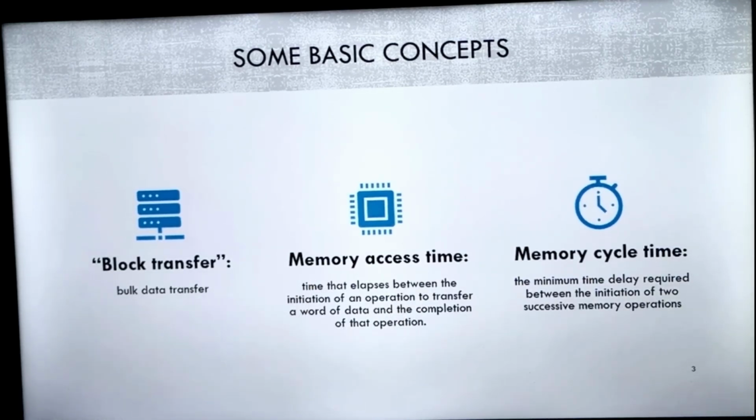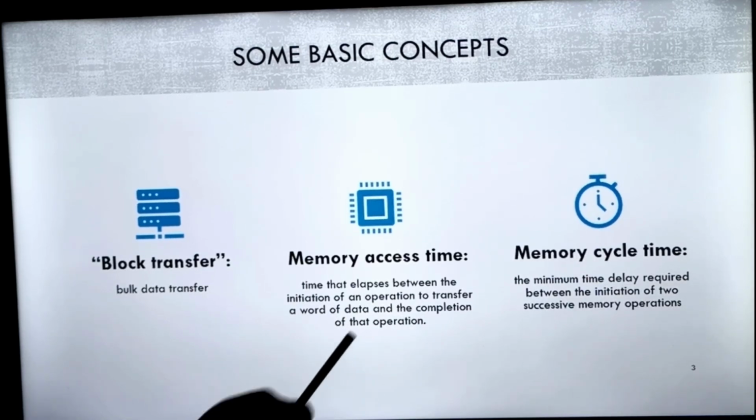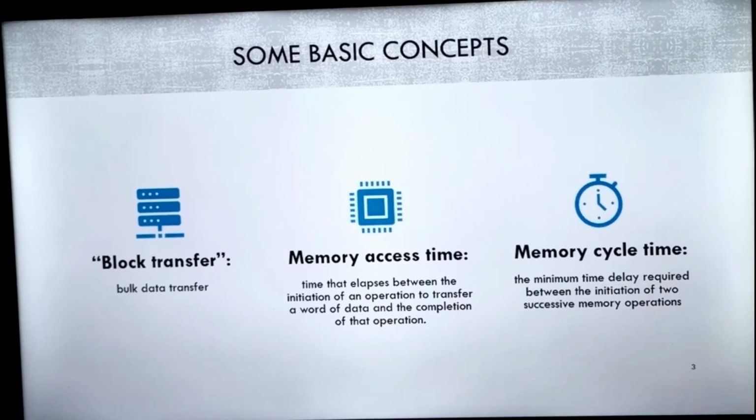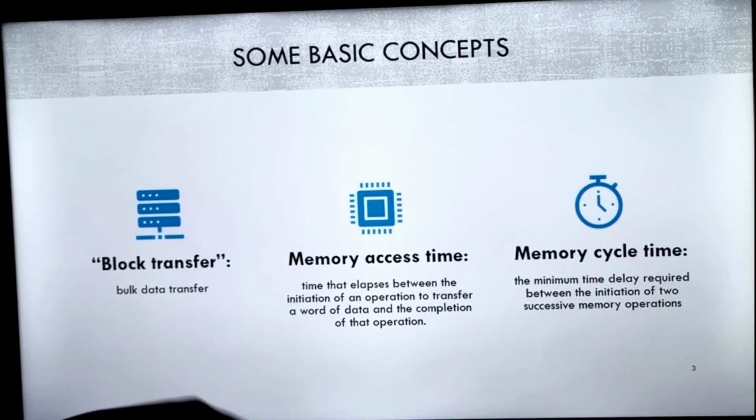What is memory access time? The time that elapses between the initiation of an operation to transfer a word of data and the completion of that operation. Means memory access time is nothing but, whenever you need something from your main memory, you start the request, and until you finish your execution, the total time from start to end is nothing but memory access time.